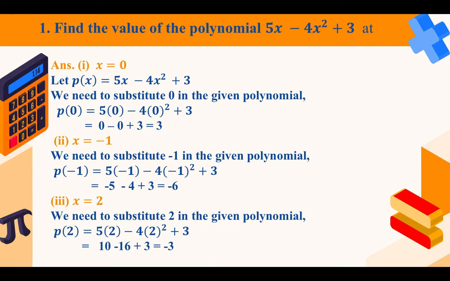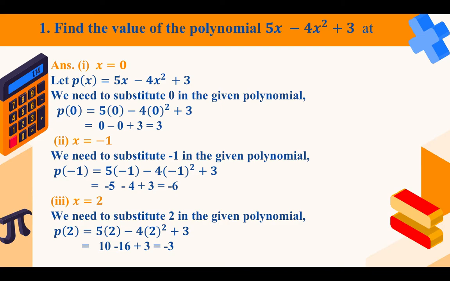Plus 3. So minus 1 into 5 will give you minus 5. Then minus 4 into minus 1 square is 1. You know that minus 1 multiplied by minus 1 will give you plus 1, because minus multiplied by minus sign gives you plus. So minus 4 into plus 1 will remain minus 4, plus the last constant term which was 3. I'll write over here plus 3. So what I am left with is minus 9 plus 3. So the answer is minus 6.